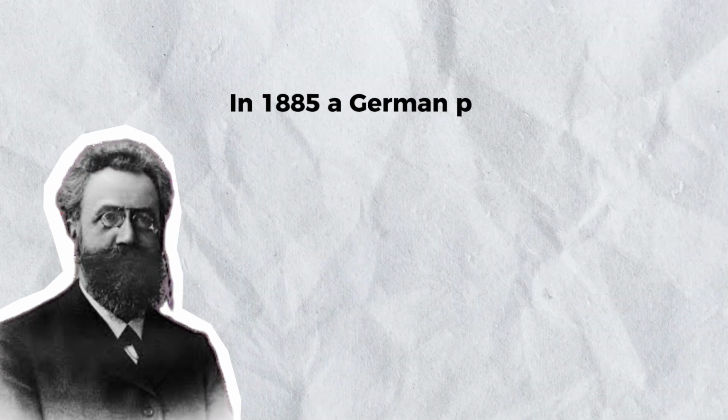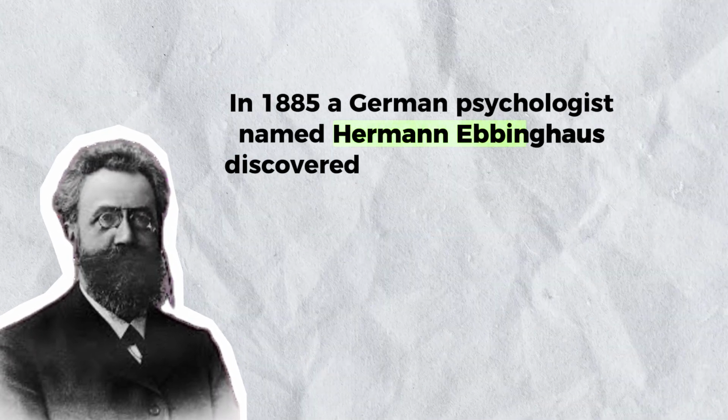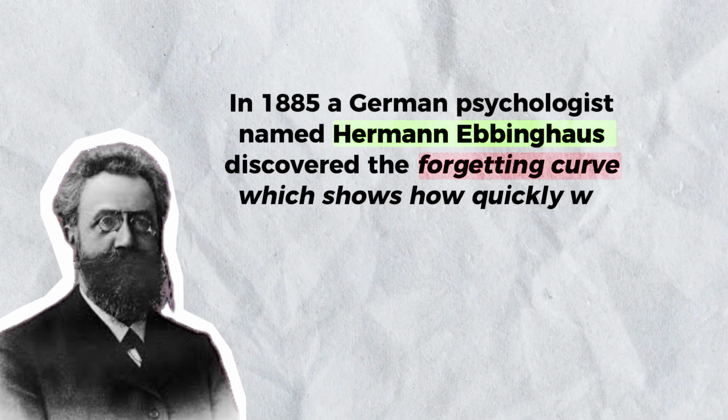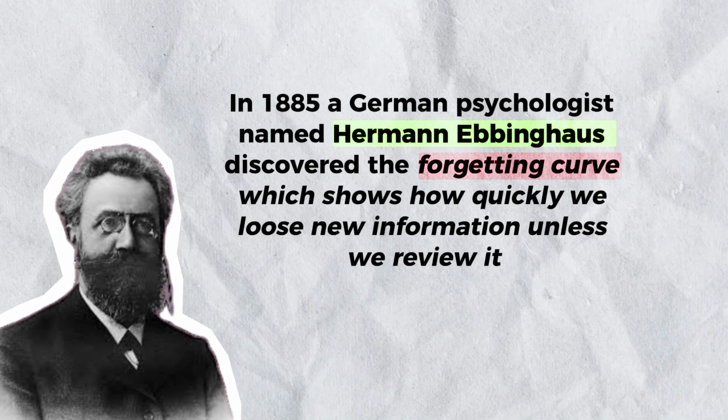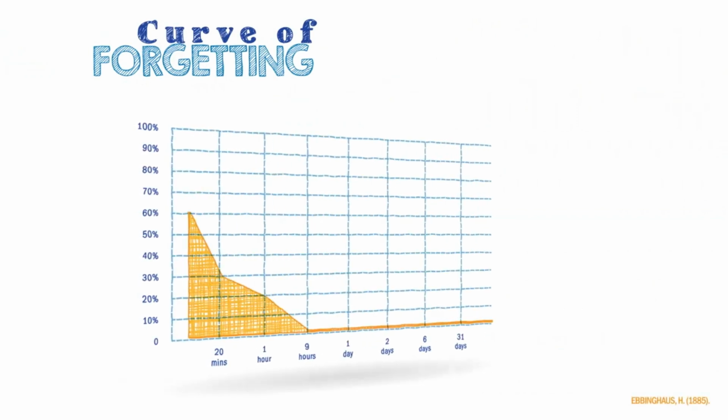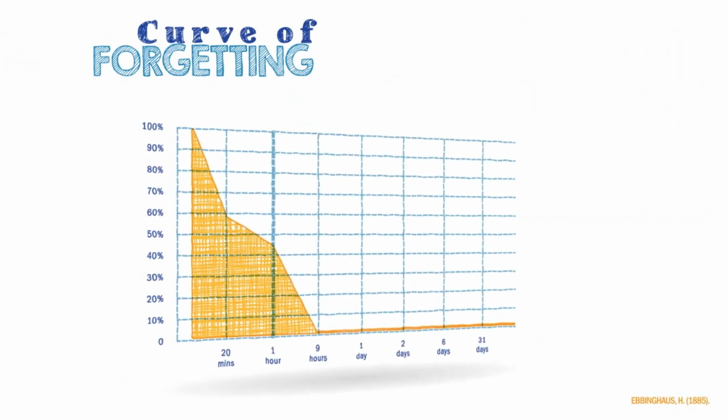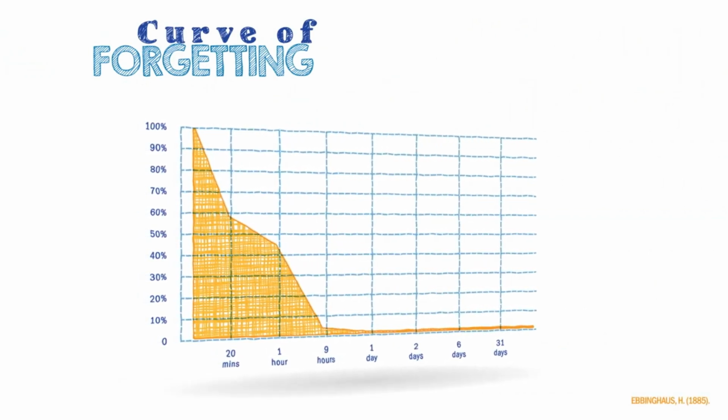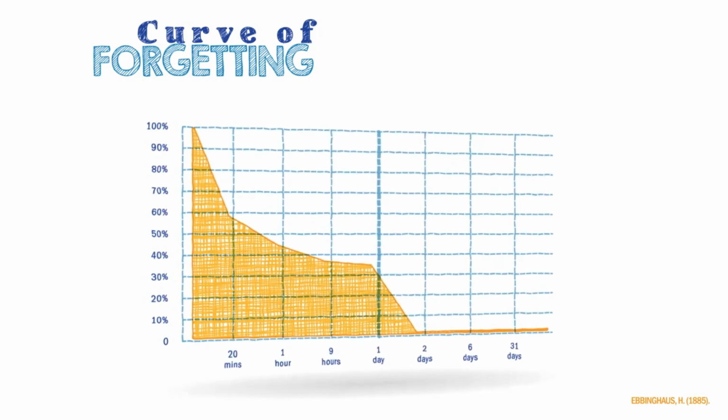In 1885, a German psychologist named Hermann Ebbinghaus discovered the forgetting curve, which shows how quickly we lose new information unless we review it. We forget nearly 50% of what we learn in just 24 hours, and by 7 days, that number jumps to nearly 90% if we don't review it. But why does this happen, you may ask?